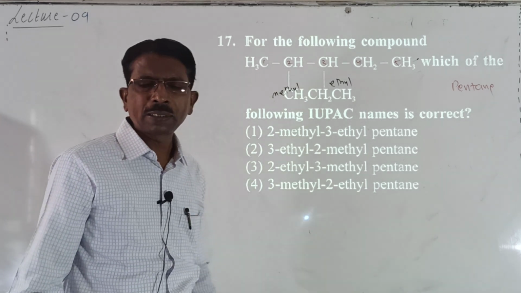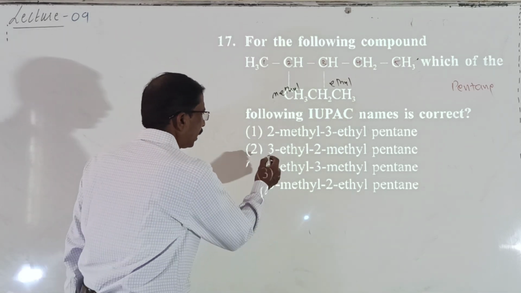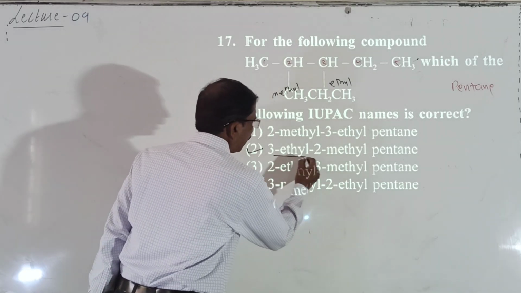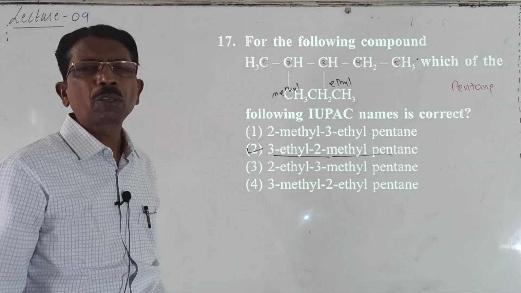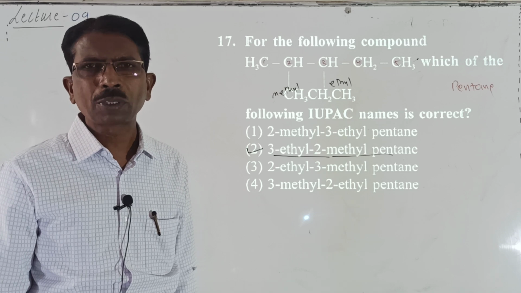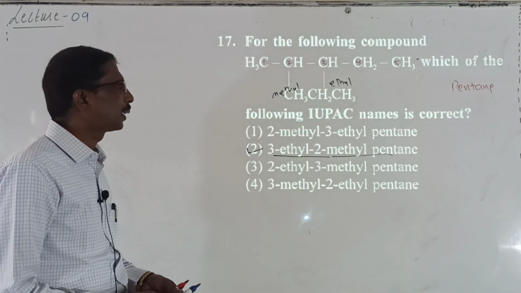So what is the answer here? So here it is the second one, 3 ethyl 2 methyl pentane. Alphabetical order, we have to follow the rules, IUPAC rules. So this is the answer.